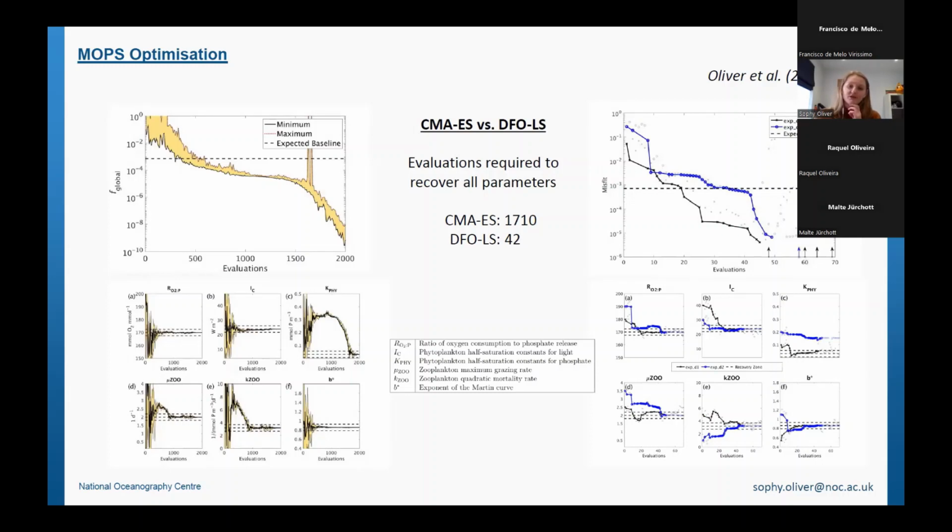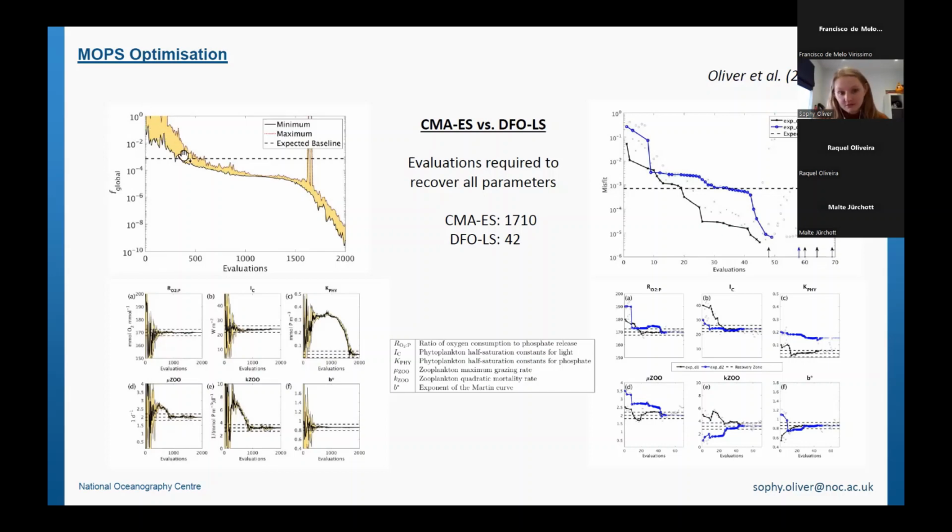And they used the CMAS, which is one algorithm which I won't explain now, but it used about 1,710 MOPS evaluations to successfully optimize 6 parameters. So I'll explain the top left plot first. On the x-axis, you have evaluations. So one evaluation is one run of the MOPS model. And then here we have the misfit value.